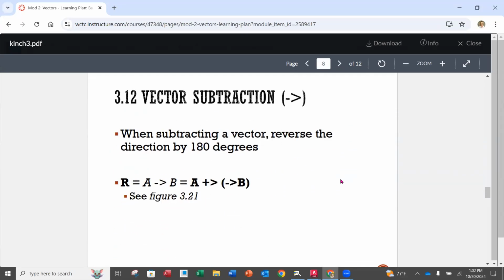The next one here is going to be vector subtraction. Okay, vector subtraction. So vector subtraction is a little bit different in that now we're going to notice that in this case, we've got a resultant. And what we're going to do is we can say A minus B. Okay, and notice that our operator changes here from an addition symbol to a subtraction symbol.